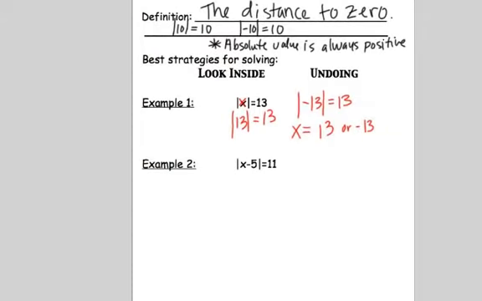The next example, absolute value of x minus 5 equals 11. Again, I think about the inside. X minus 5 this time is on the inside.